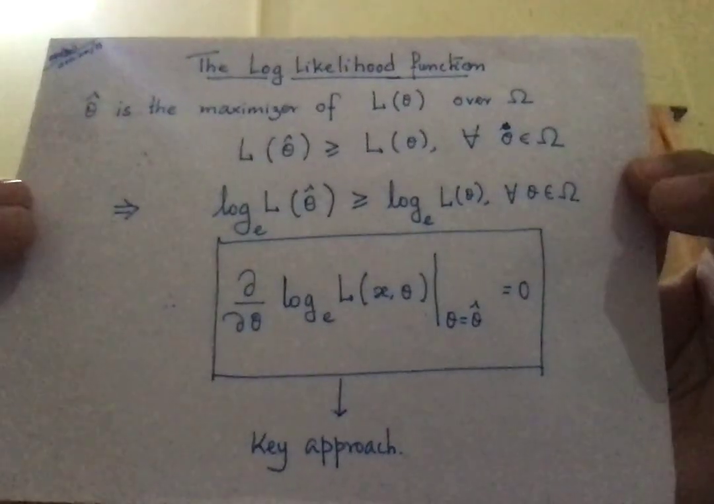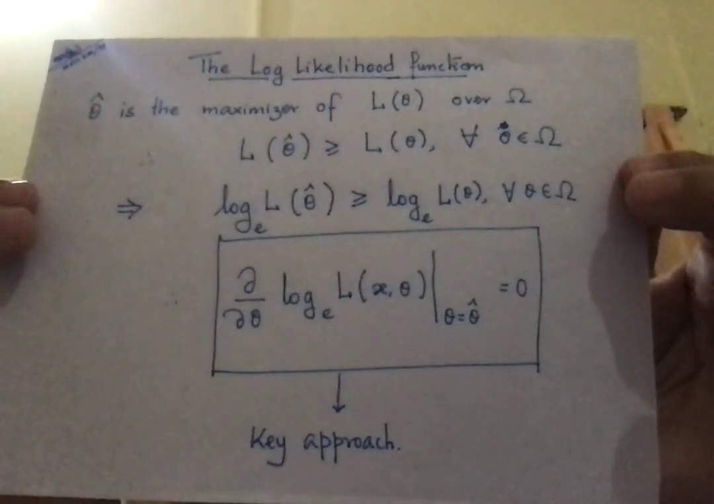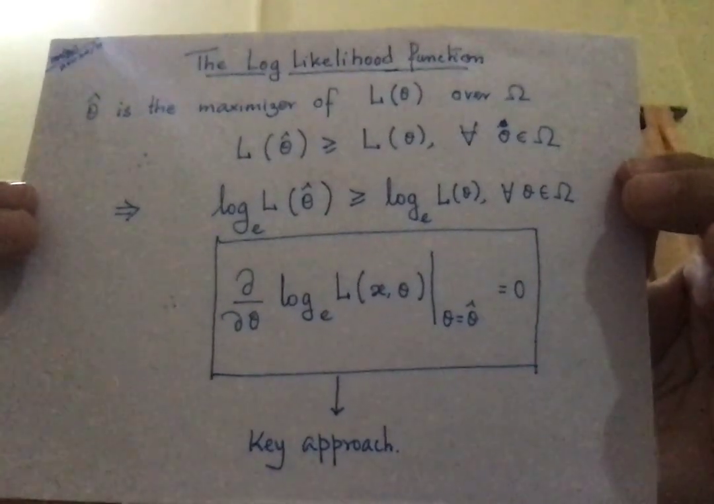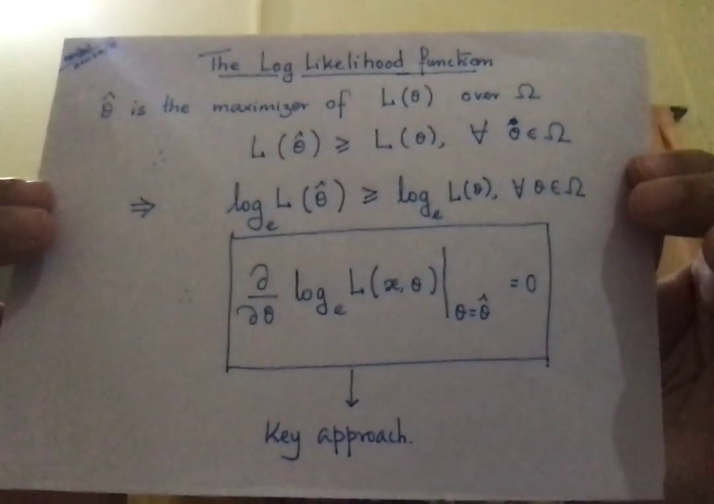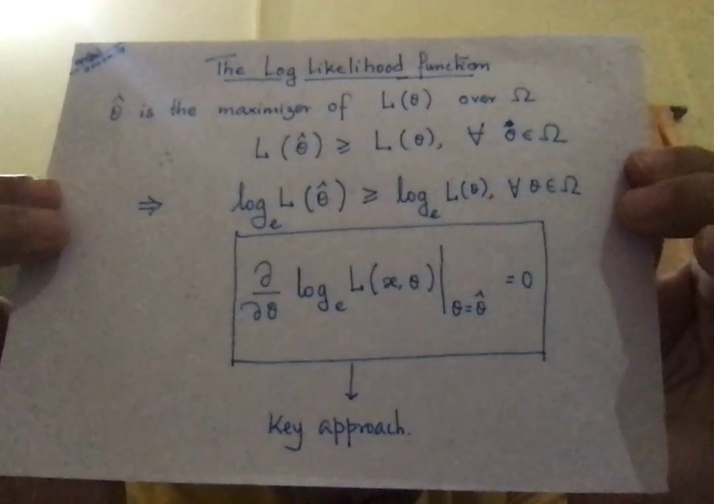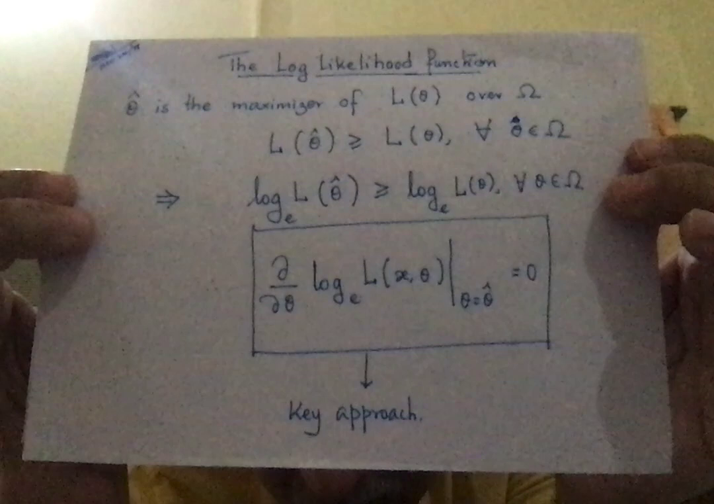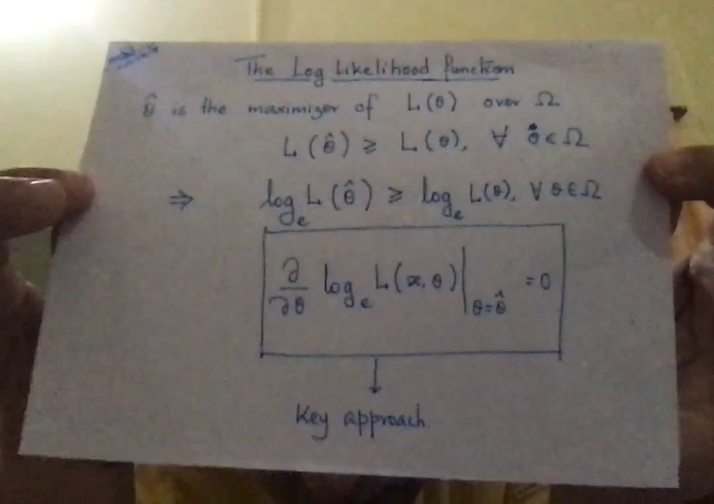So instead of just taking a partial derivative of L with respect to theta, del L del theta, I take del theta of log base e of L(x; theta), and that evaluated at theta equal to theta hat must be 0 if theta hat is the solution.